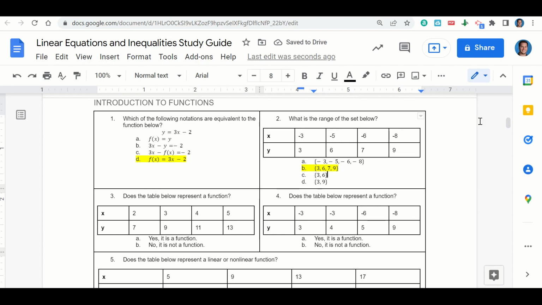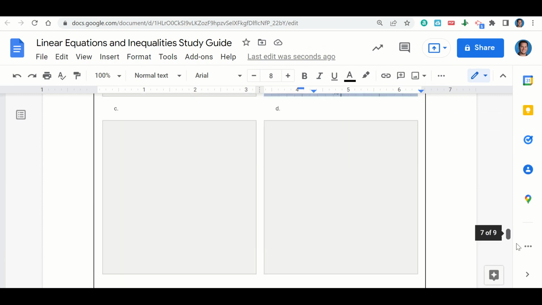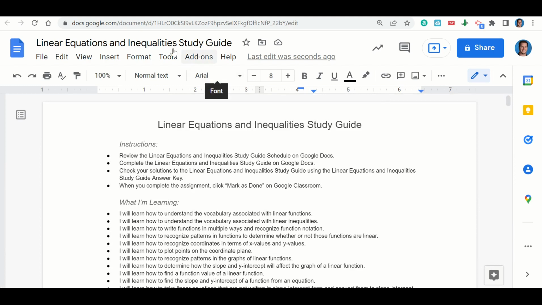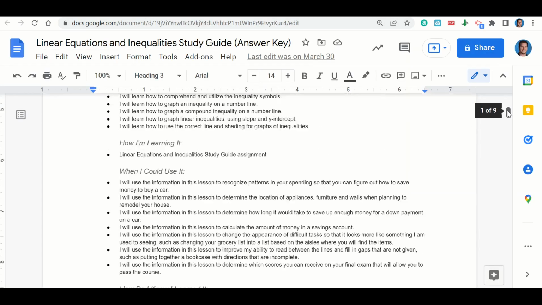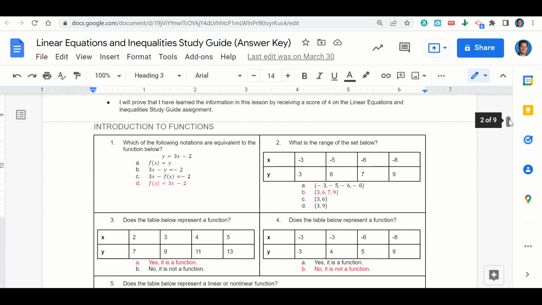Once you're done with this entire document and you've answered all the questions, you can go back to the answer key, which is here, and check your work. So on the first one, we said that the answer was D, and this says that we did that correctly. We could check here, and it says that the correct answer for number 2 is B, which is what we got as well. So we can check our work using the answer key for the study guide.